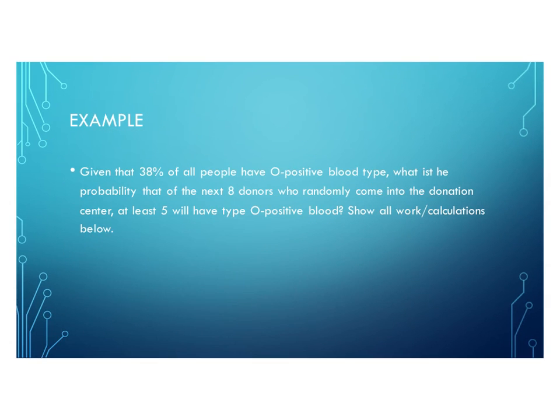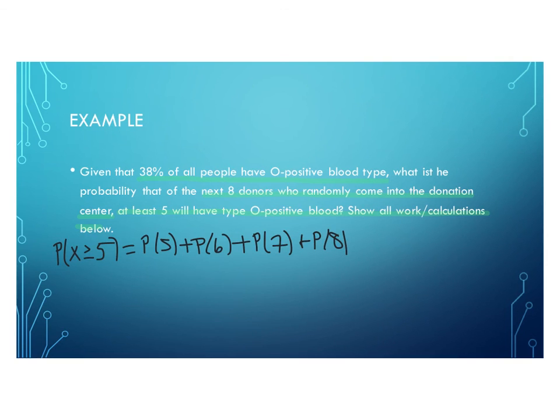Okay? This time we know that 38% of all people have O positive blood type. What is the probability that of the next 8 donors who randomly come into the donation center, at least 5 have O positive blood? Okay, so remember, we want to find the probability of at least 5. So x is greater than or equal to 5. That means I want to find the probability of 5 plus the probability of 6 plus the probability of 7 plus the probability of 8. Okay, so this could be a very lengthy probability statement.